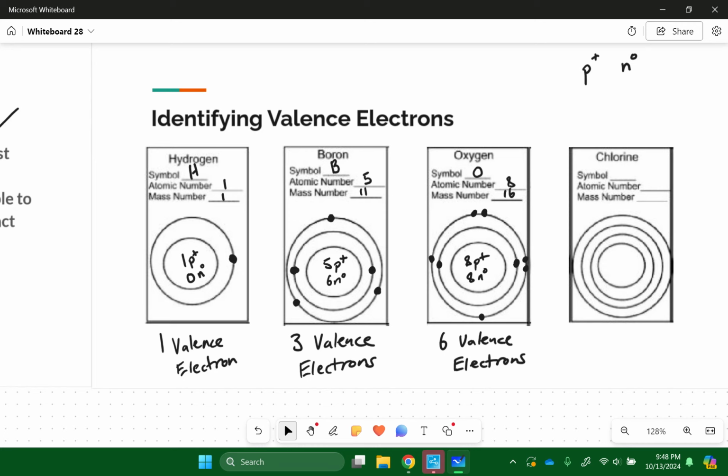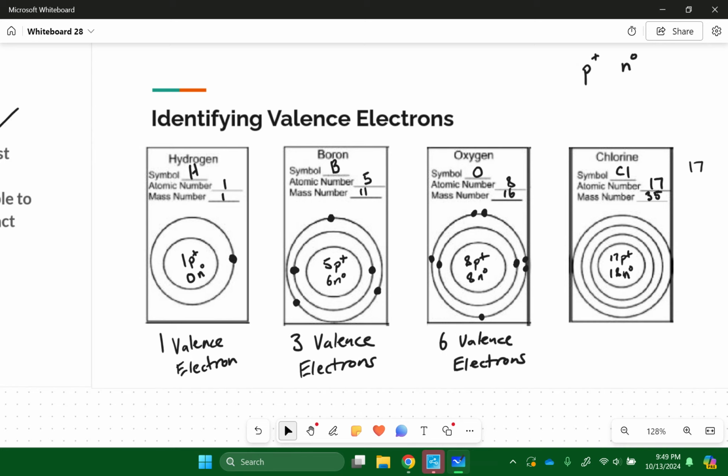Last one, chlorine. Chlorine is symbol Cl. The atomic number is 17, and its mass number is 35. So I've got 17 protons. 35 minus 17 is 18 neutrons. And I've got 17 electrons. So I'm just going to bookkeep them right here. I'm going to keep a tally.